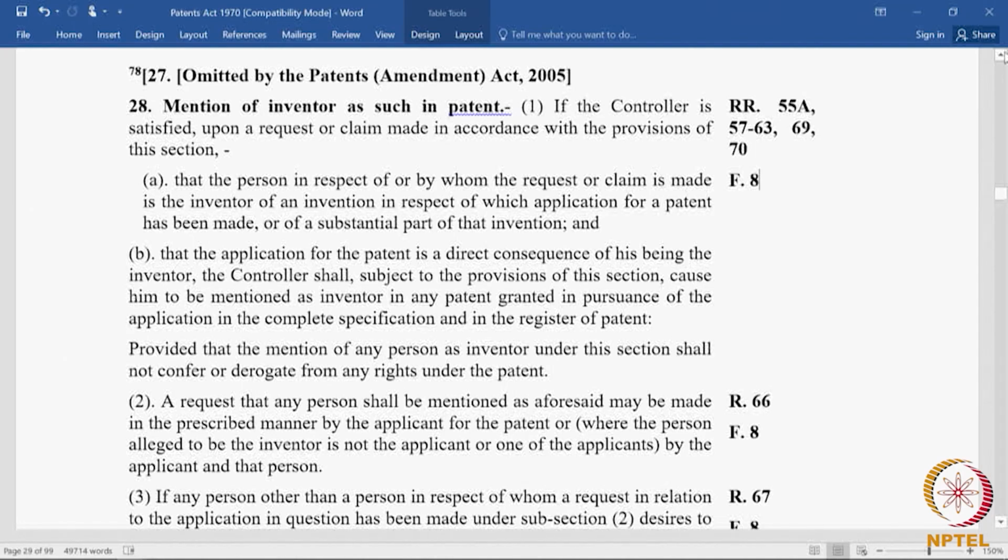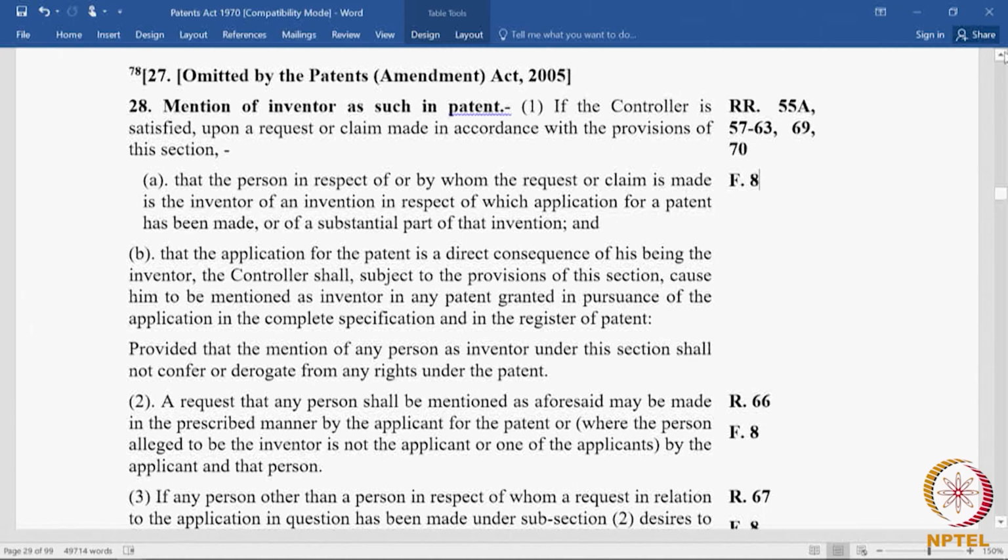The status of an inventor is different from the status of an applicant. There are cases where the inventor can be the applicant, but these two are two different entities. The inventor is a person who comes up with the invention for the first time. That's why he is called a true and first inventor. Whereas an applicant is the person who owns the invention and who is entitled to apply for a grant of a patent.